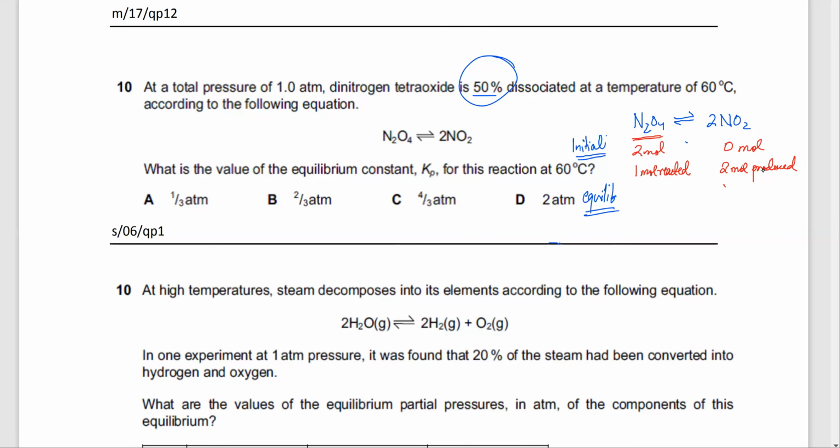So what do we have left at the end of the day in the mixture? You start off with 2 moles, 50% got used up, so you're left with 1 mole. On the other side, you had 0 moles initially and 2 moles got produced, so that's 2 moles. Now we've reached this point. What's the mole fraction of N2O4? That's 1 divided by 3. I mean, moles of N2O4 divided by the total moles, which are 3.